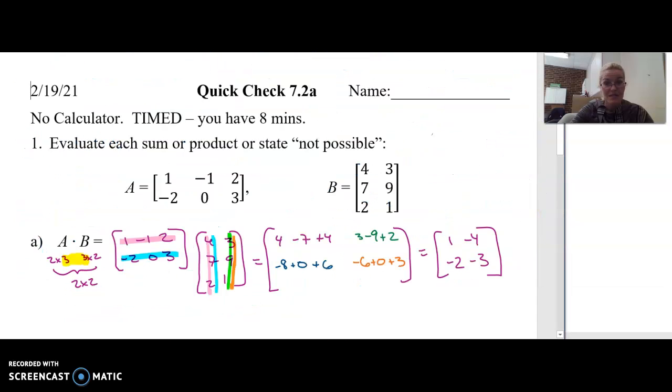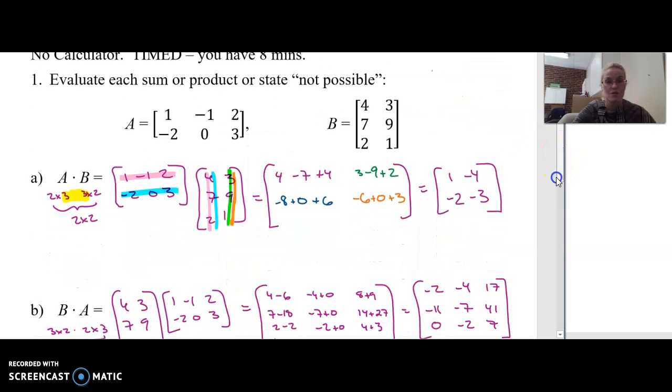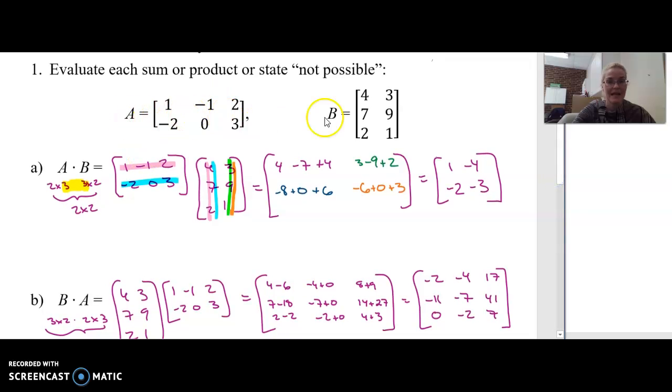And then last but not least, we're going to look at quick check 7.2a. All right, so again, this is the key. Evaluate each sum or product or state not possible. So 7.2 starts matrix algebra. And so here, if I'm multiplying A times B, again, A is a 2 by 3 and B is a 3 by 2. Their inner dimensions work. So the product will be defined, and I should end with a 2 by 2 matrix.